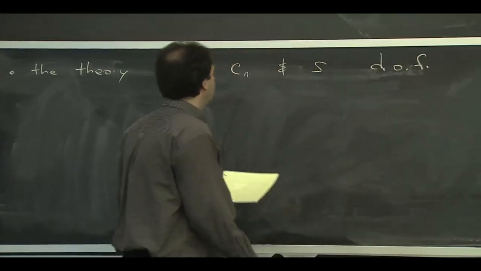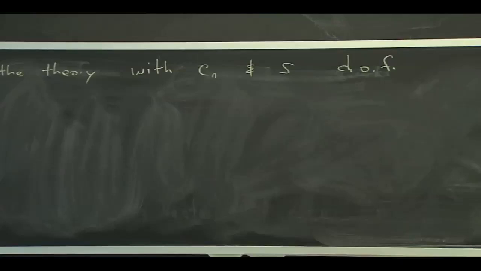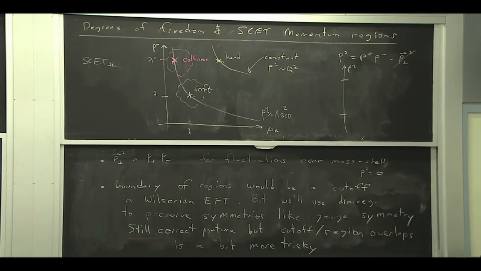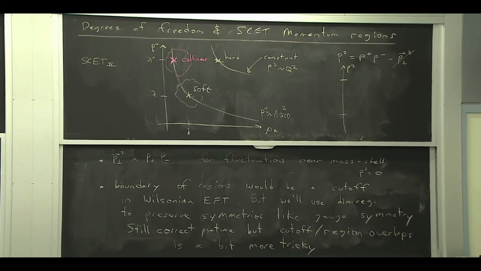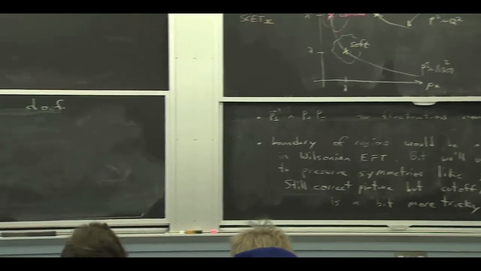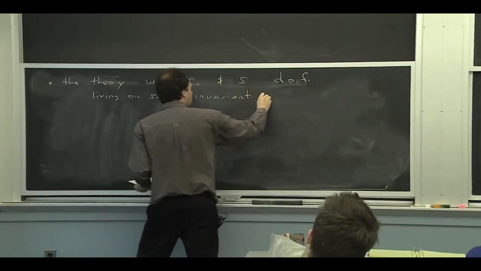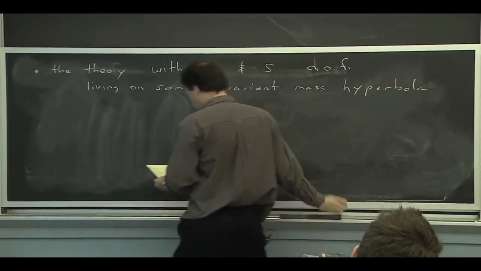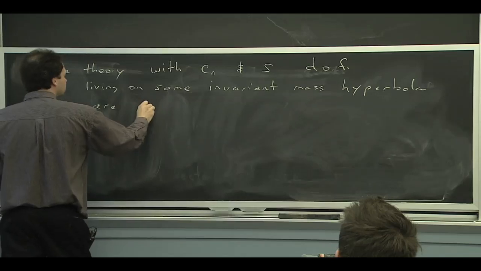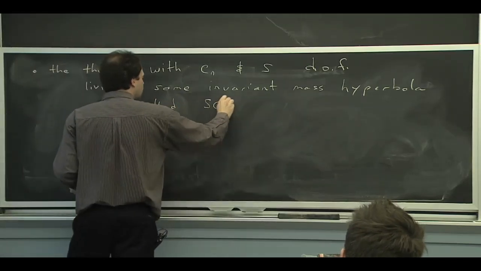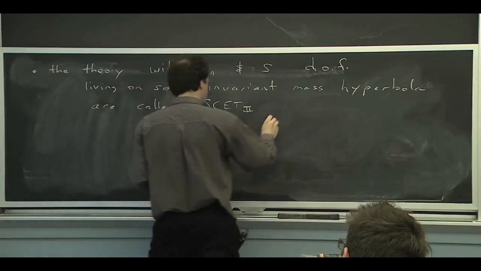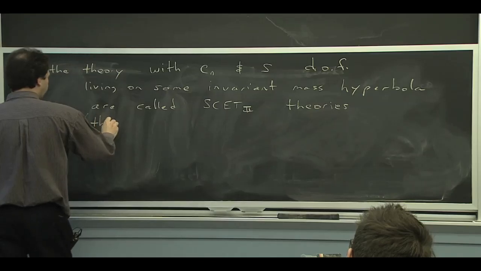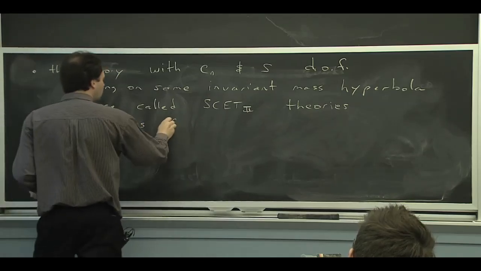And when you have effective theories that are like this one, where the soft and collinear degrees of freedom live on the same mass hyperbola, they're called SCET2 theories. And these are really the kind of theories that you get when you're talking about energetic hadron production.